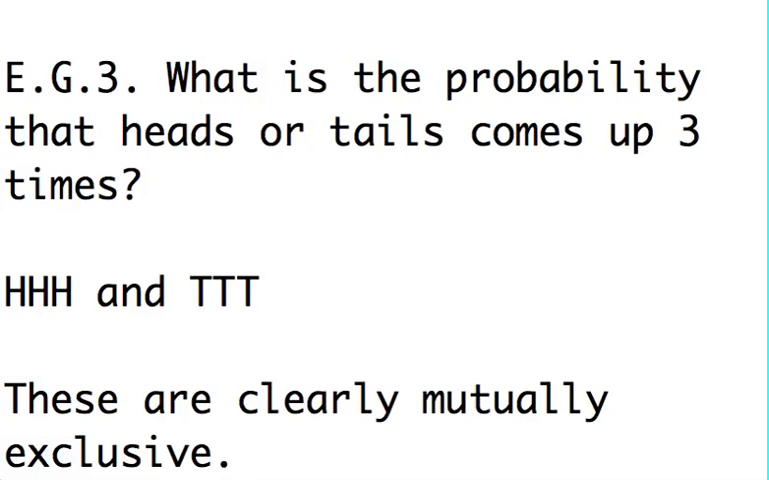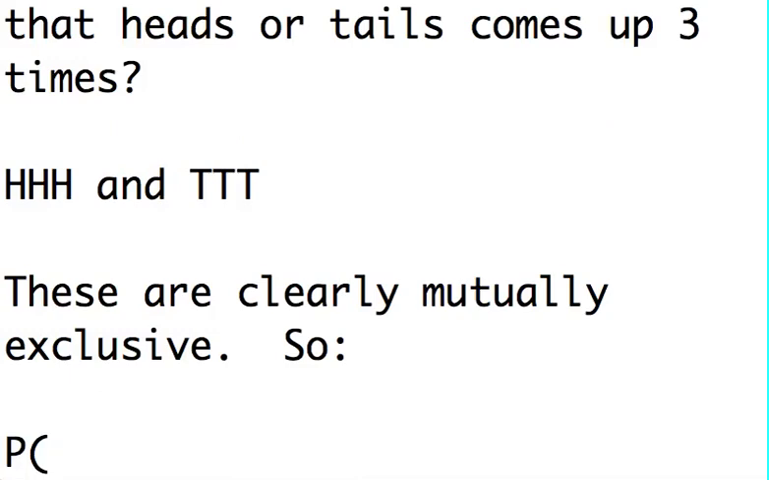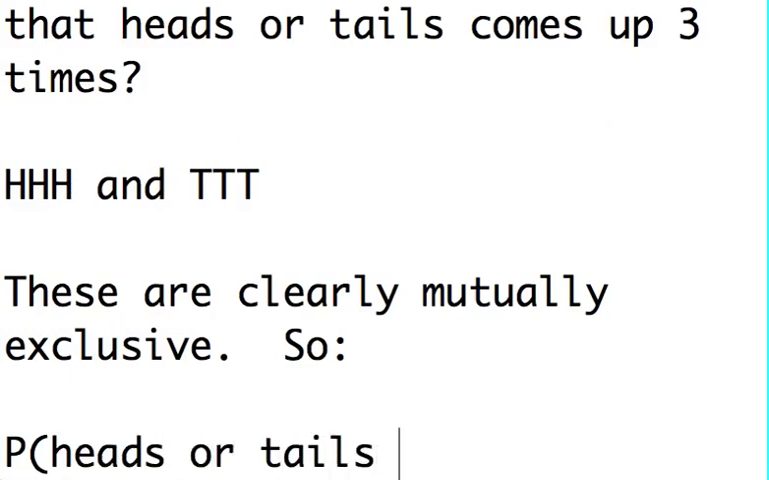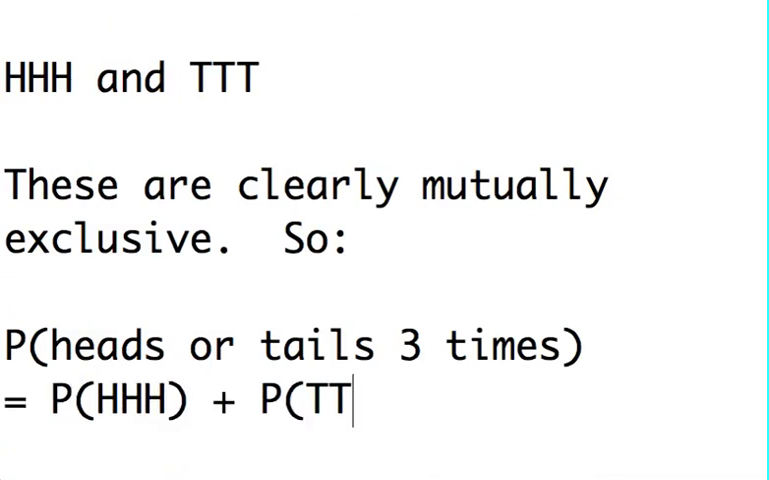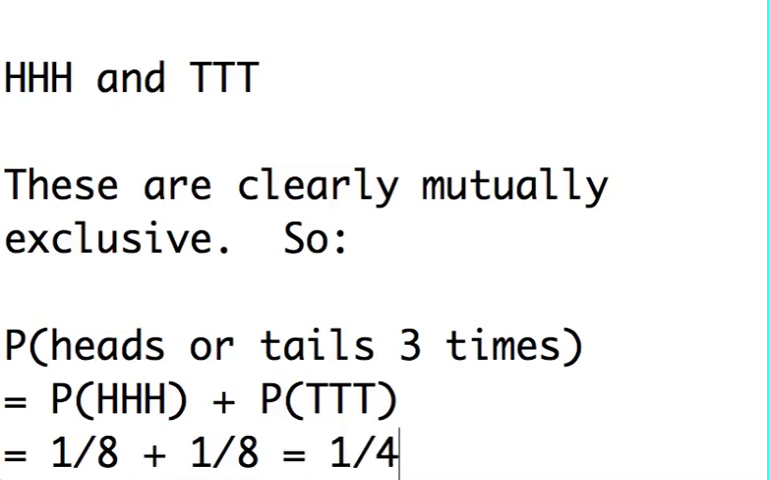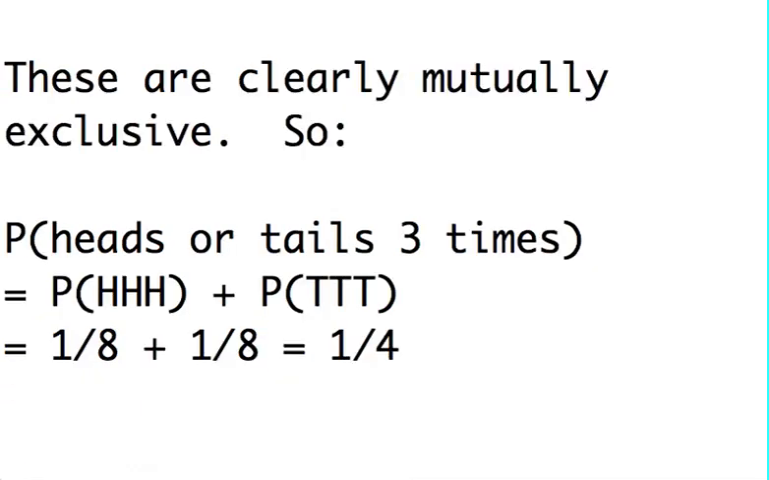Okay, so the probability of heads or tails 3 times is equal to the probability of heads, heads, heads plus the probability of tails, tails, tails, which is 1 out of 8 possibilities. Remember, there are 8 ways to flip a coin 3 times, and heads, heads, heads is just 1, plus 1 out of 8 ways to get tails 3 times, so you get a quarter. So actually, a quarter of the time that you flip a coin 3 times, you should expect heads or tails to come up all 3 times, the same flip to come up 3 times. I don't know. Interesting.